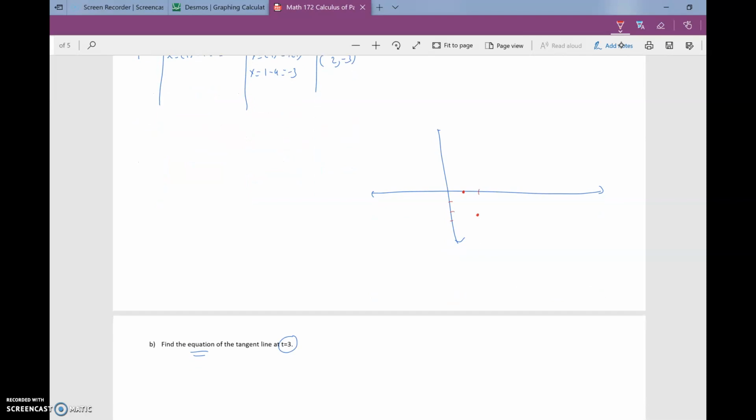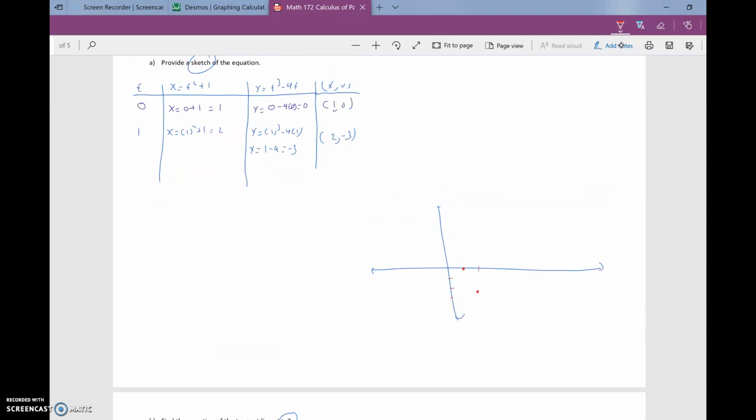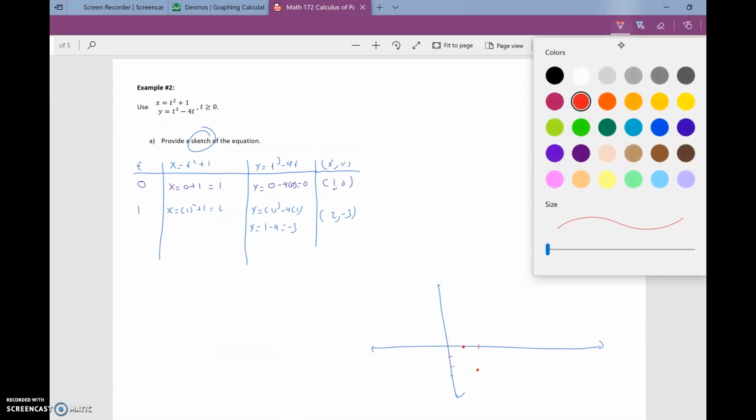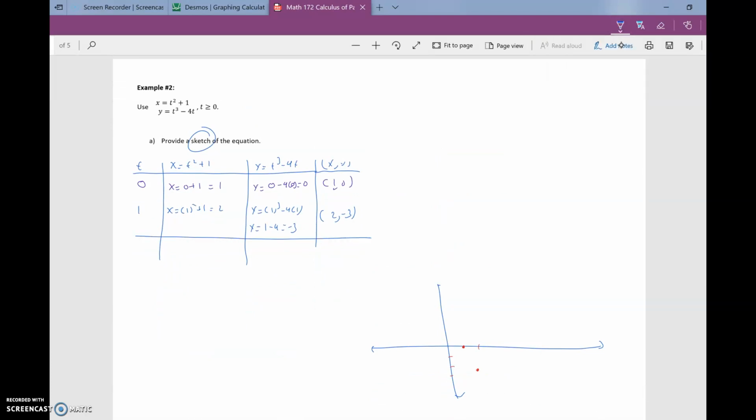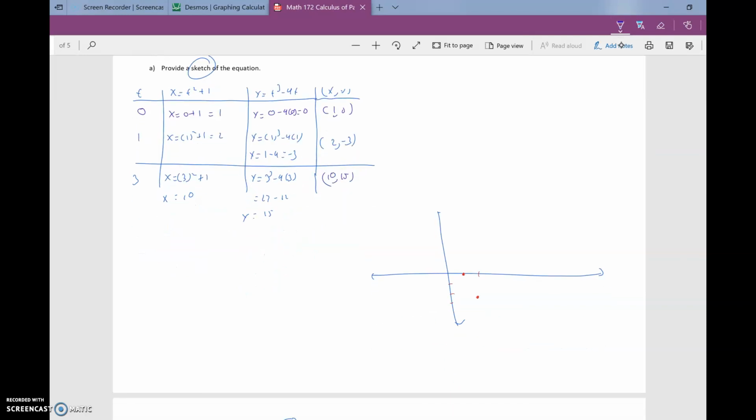And since they're going to be asking for t is equal to 3, let me evaluate that coordinate point, since we're going to need it. So at this point, t is going to be 3. So x is equal to 3 squared plus 1, which is going to be 10. Y is equal to 3 to the third minus 4 times 3, or 27 minus 12, which is going to give us 15. So this one's going to be outside of my scale, but nonetheless, it's going to be 10 comma 15 as t is equal to 3.